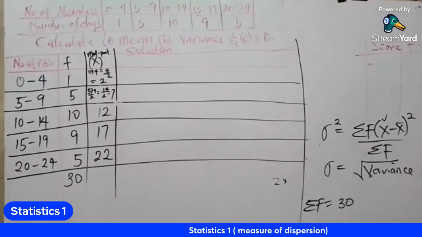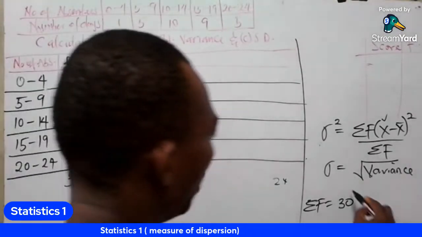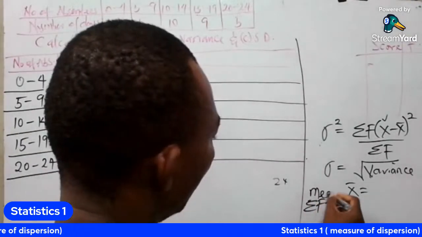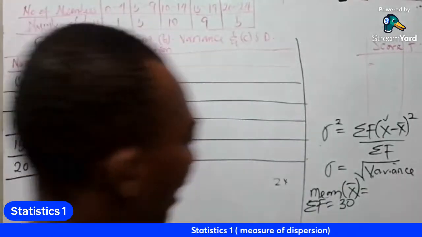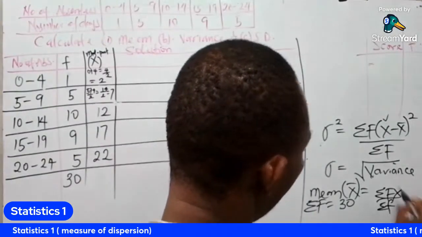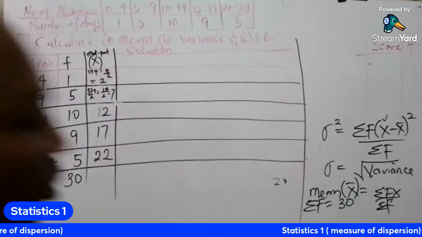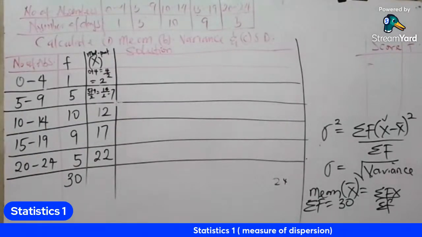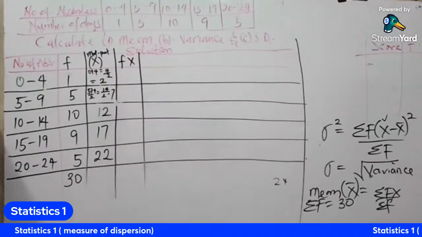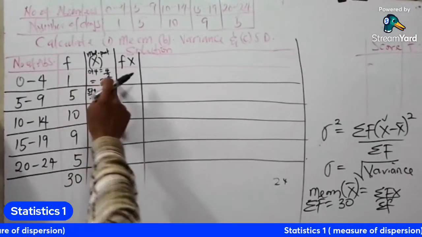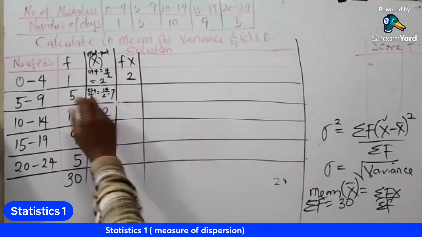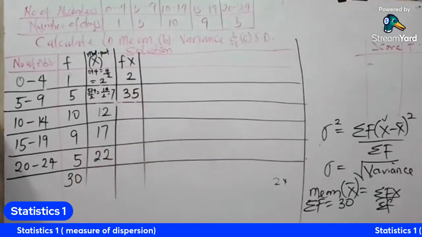So what else do I need? I would need to get my x bar. If you remember in the previous video, x bar simply means the mean, and mean is summation fx over summation f. So in that wise, you need to get your f multiplied by x. That is, you have to multiply these two together. So in getting your fx, 1 multiplied by 2 is 2. 5 multiplied by 7 is 35.